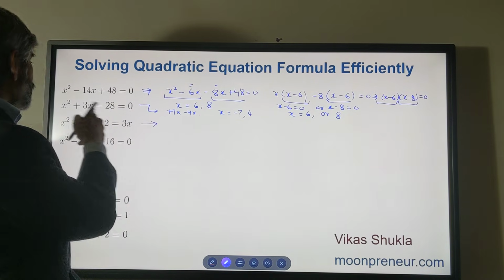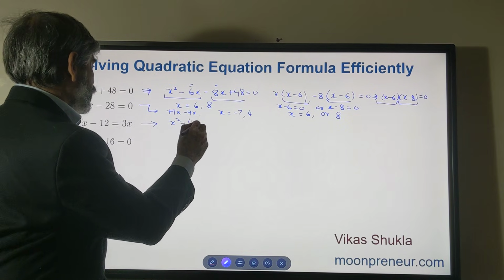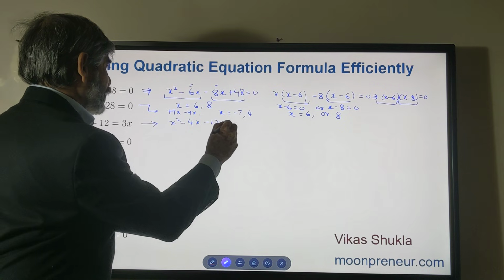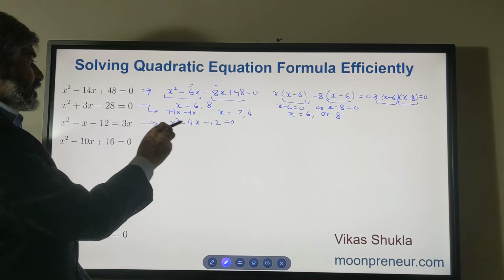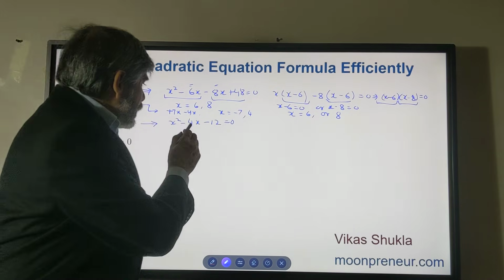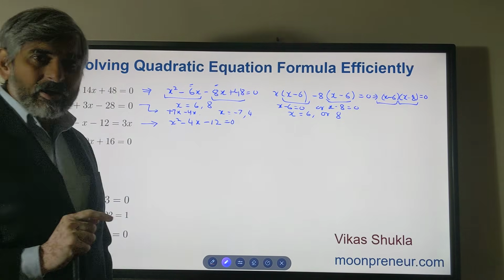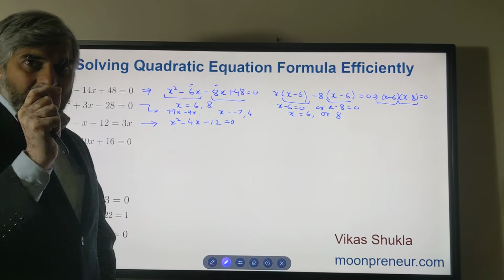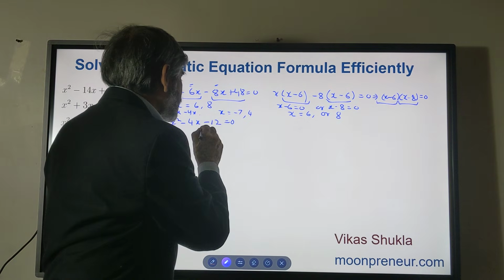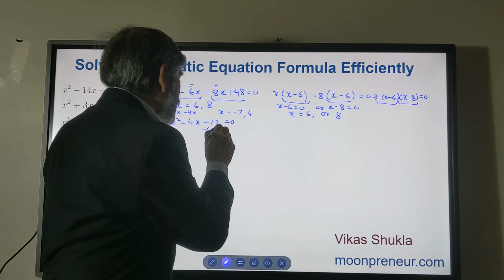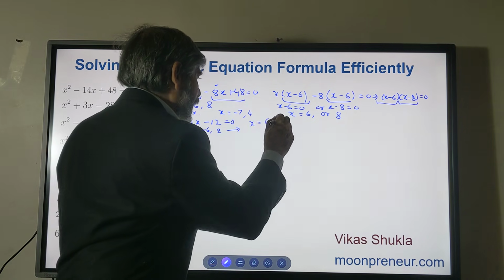Let's do it in one shot. This one, you will need to transfer this 3x to here. You will get x square minus 4x minus 12 equal to 0. 3x goes here, becomes minus 3x, and minus x is minus 4x. Minus 12, split it into two parts. It's minus 6 and plus 2. Reverse their sign, your solution is x equal to 6 and minus 2.